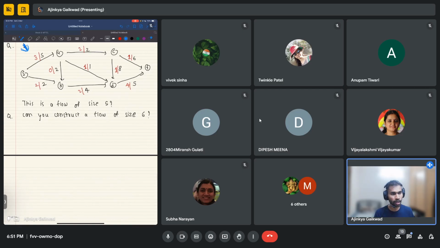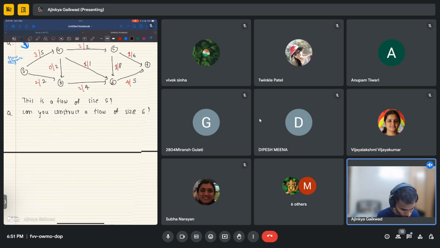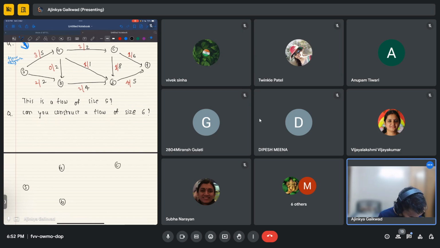So how do I define a residual network? A residual network is defined for a flow network. So let's say this is my flow network. I have given some flow. The red values define flow and the black values are capacity. Let me explain how you define a residual network first. So you go to S. You draw the same graph, the same vertices. So you stop here. You first draw the vertices.